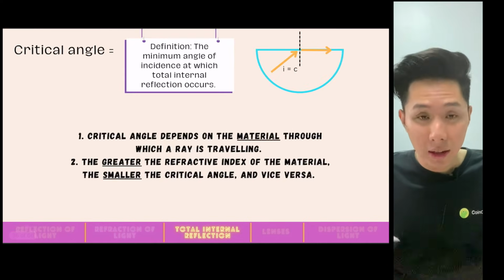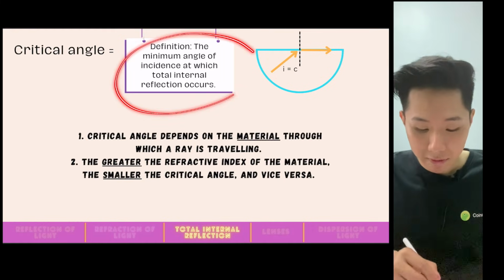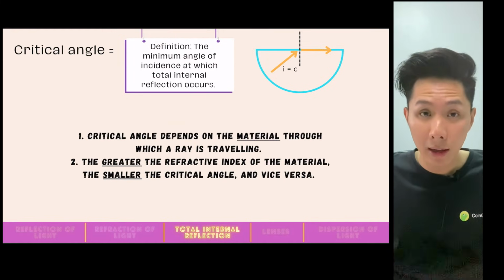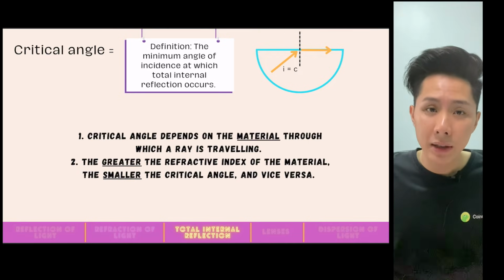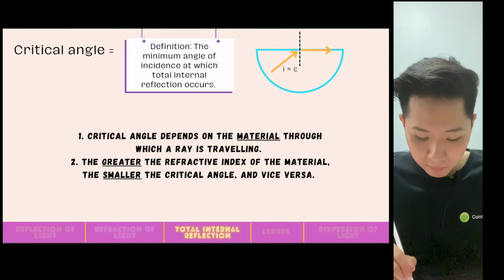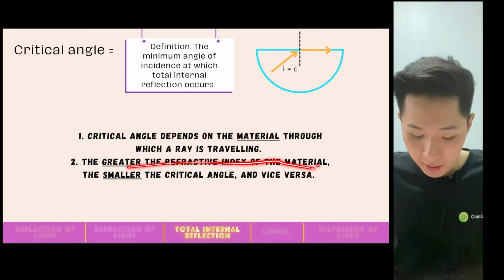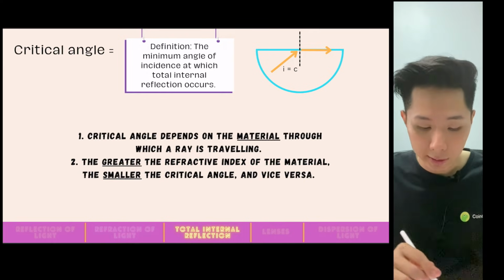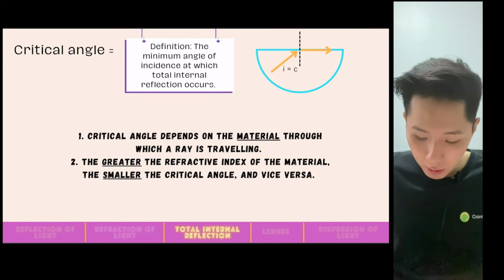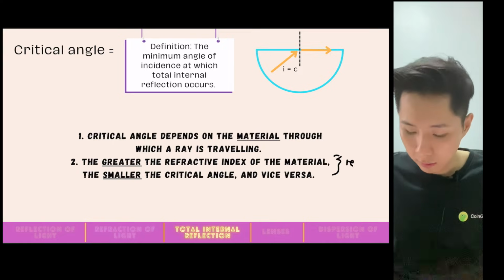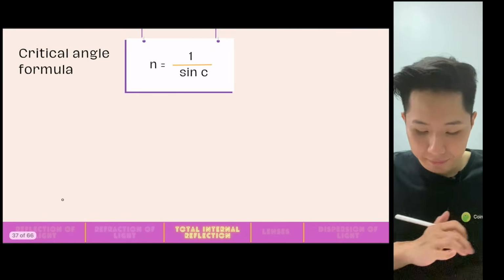So to give you a formal understanding of critical angle, I have a definition here. It is the minimum angle of incidence at which total internal reflection occurs, and every medium has a different critical angle. So critical angle depends on the materials through which a ray is traveling. The greater the refractive index of the material, the smaller the critical angle, and vice versa. So that's the relationship between refractive index and critical angle.